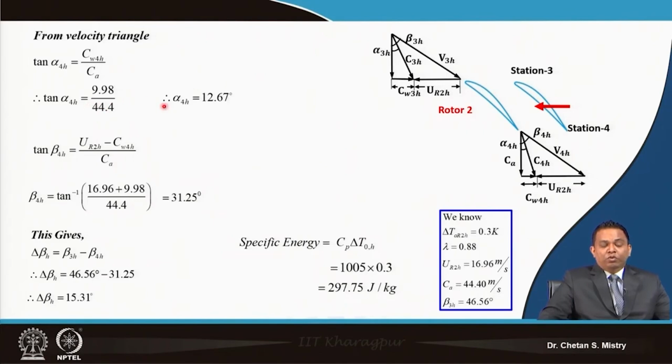Now, if this is known to us, we can calculate my alpha 4. My alpha 4 is coming 12.67 near the hub region. If you recall, at the mid station also it was coming around 11 degree, and we can do our calculation for beta 4. Now for rotor, we are always interested in delta beta. So delta beta at the hub for rotor 2 is coming 15.31. And my specific energy, based on our understanding, is Cp delta T0. If we put in the numbers, it is 0.29 kilojoule per kg.